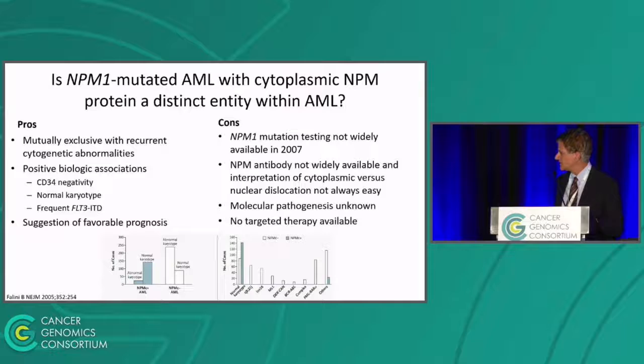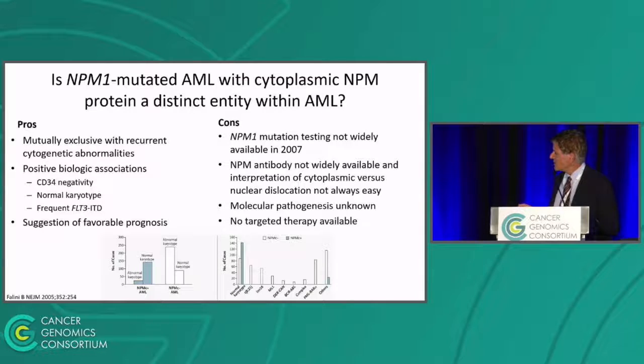And this just shows the association of this cytoplasmic, as that was called back then, and AML with a normal karyotype as opposed to other AML, and also the fact that it was absent from all other known cytogenetic subtypes of AML. But the cons are that right now, mutational testing was not part of our armamentarium when a patient was diagnosed with AML. We looked at it under the microscope, we did flow, we grew a karyotype, but we didn't do any Sanger sequencing or anything like that. And the antibody that could be a surrogate for the mutation was not widely available.